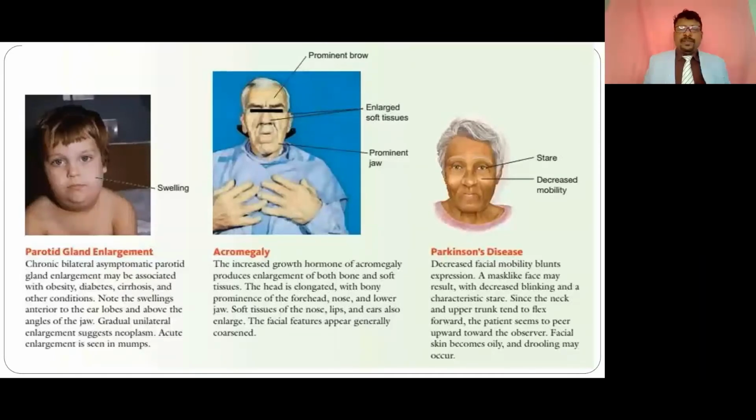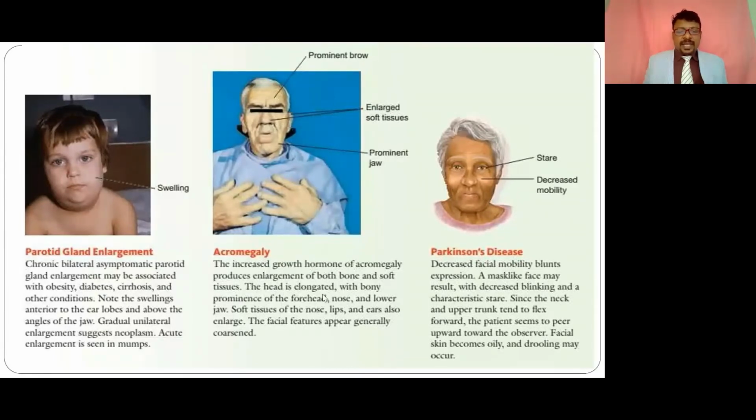Another important feature is acromegaly, which is especially excessive growth hormone secretion. Because of the excessive growth hormone, the body height increases and the structure and function of the musculoskeletal system are altered. If you see here, the face is of a larger size. The jawbone, nose and all the facial bones become larger. Not only facial, the total body becomes bigger because of the excessive growth hormone. So the increased growth hormone of acromegaly produces enlargement of both bones and soft tissues.